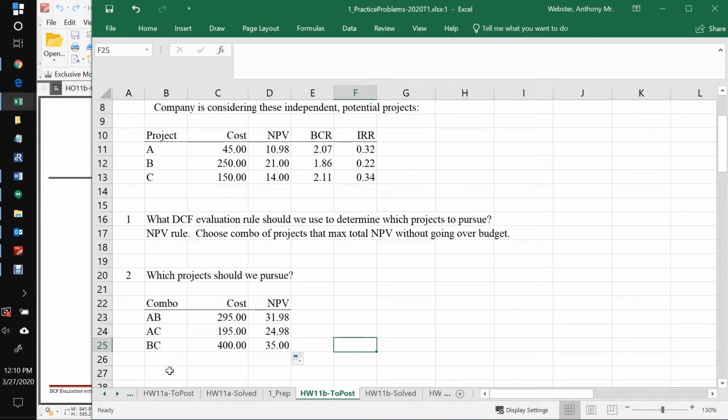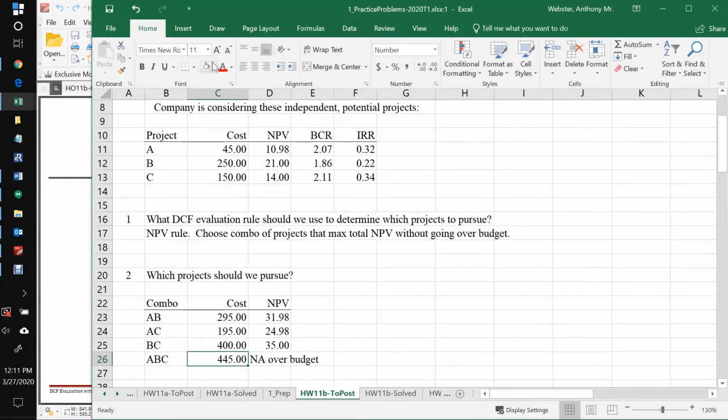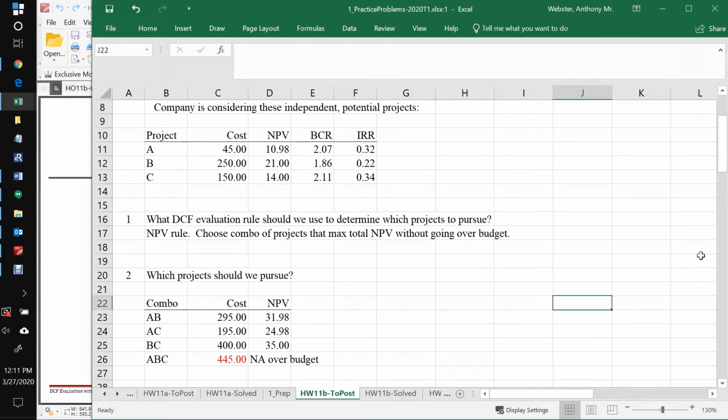There is maybe one more. How about this? How about if we do all the projects, A, B, and C? Well, some of you have seen this already, but that's not going to work because it goes over budget. Okay, so we can't do that because it's over budget for us.